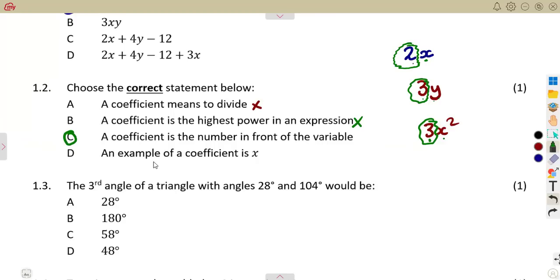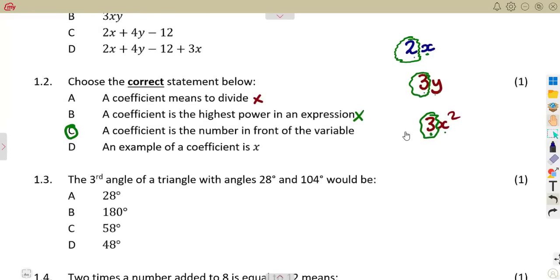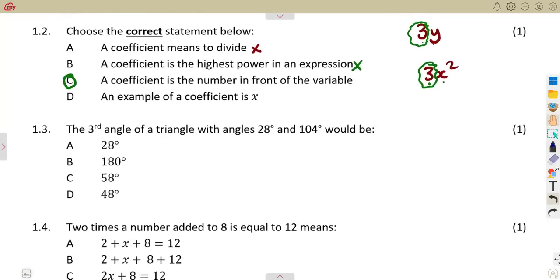D, an example of a coefficient is x. This is totally wrong because a coefficient is a number, not a variable. X is a variable. The coefficient of x is 1. So x is not a coefficient. It is a variable, a term. All right, so that is what you're supposed to have. So the answer is going to be C. That is the true statement that we have there.